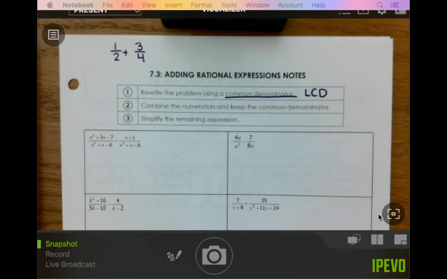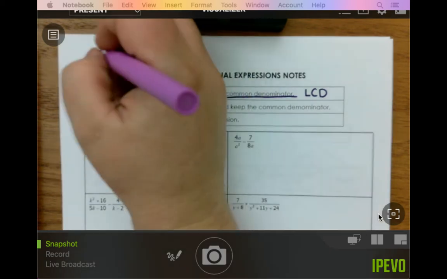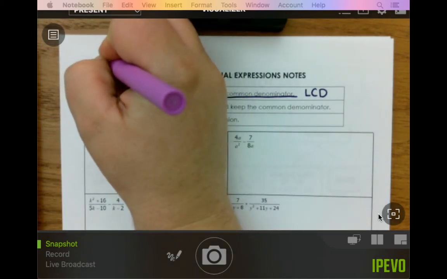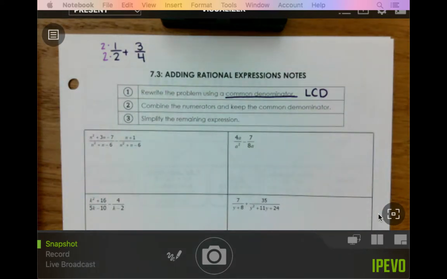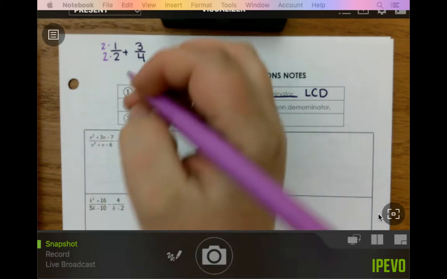So what do I have to do to the 1/2 to turn it into fourths instead of halves? By 2. Yes, on the top and the bottom. And we're going to be doing that today, except it's not just going to be multiplying by a number, it's going to involve some variables also. And then once I do that, I get 2/4 instead of 1/2.